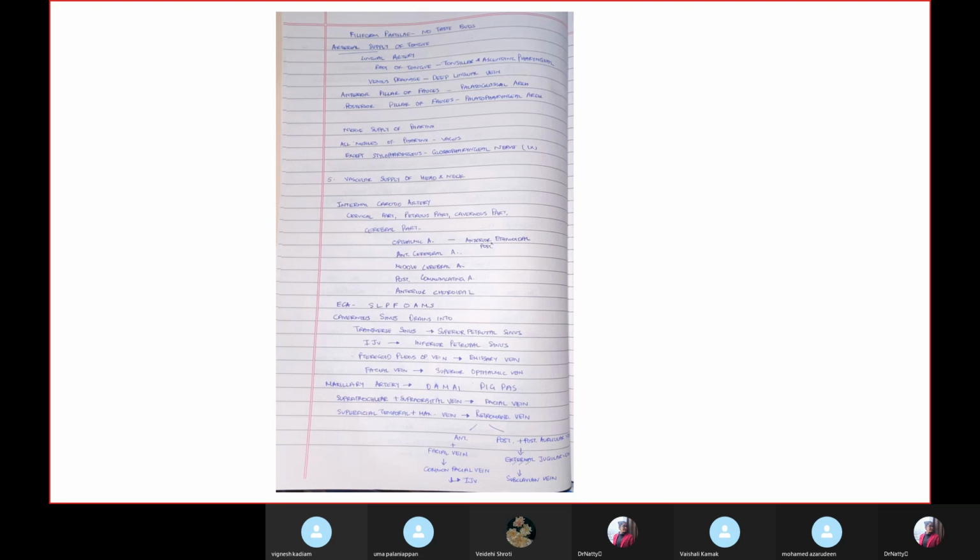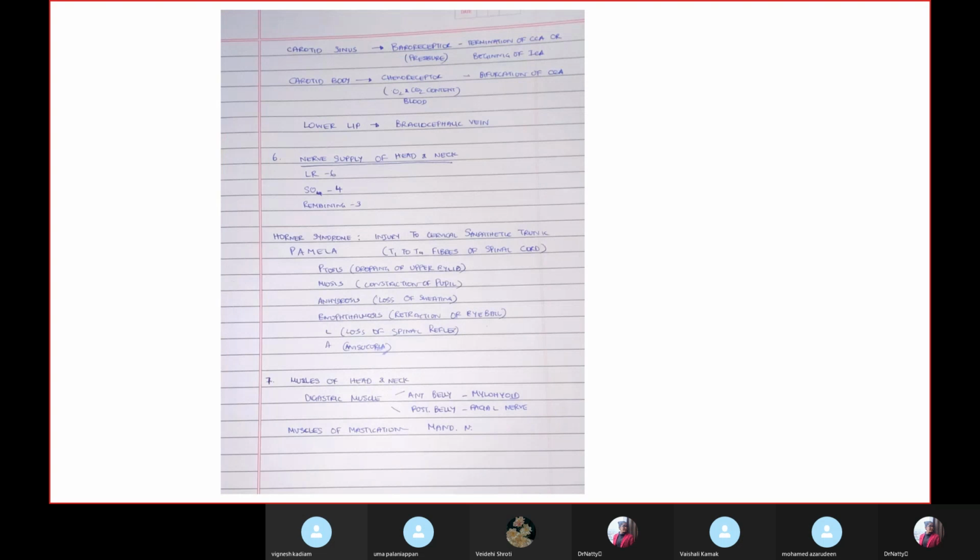Next one, the branches of the facial vein. I have just mentioned the flow chart, how the facial vein is being formed. If you can understand the flow chart, it is fine, but otherwise you can skip this topic. No important MCQ has come from the facial vein branches.